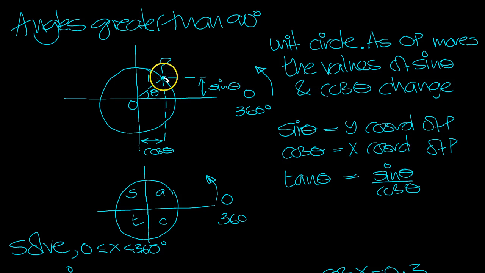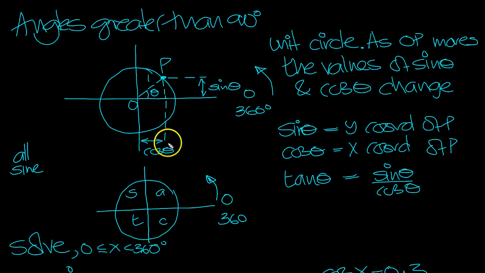As P moves around this bit here, the y-coordinate is always positive. And then the height is negative underneath, isn't it? So sine is positive here and here. A stands for all, so all the trig ratios are positive here, and we just said the sine was positive here and here. Sine is positive, so that stands for S. So sine is positive here and here, and negative there and there.